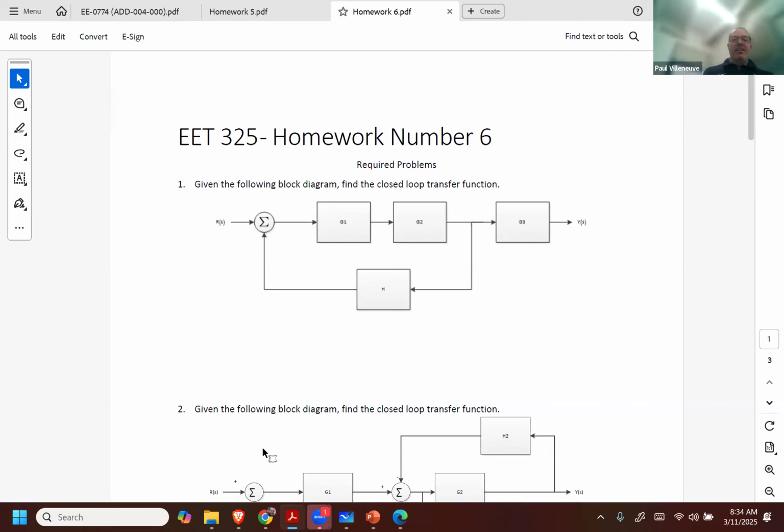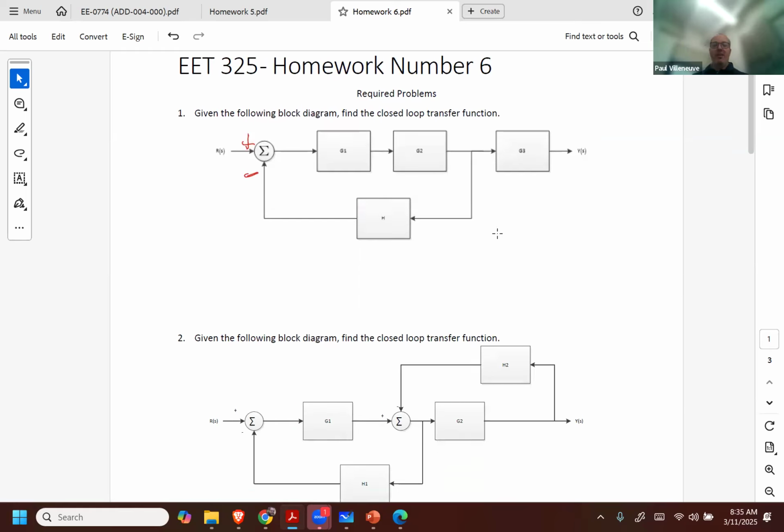But this is homework 6, which you can see. And unless you're told otherwise, I don't know why this didn't post. That's going to be plus minus. So this one you can see you've got a network in cascade, and then you got a simple feedback path. Then you have another one in cascade. Pretty quick and dirty one.